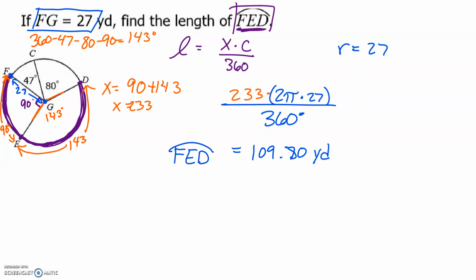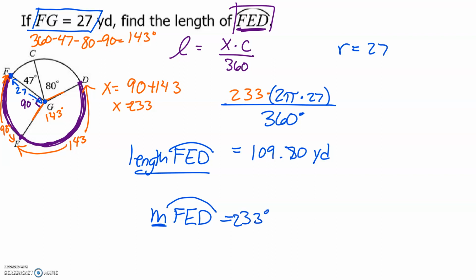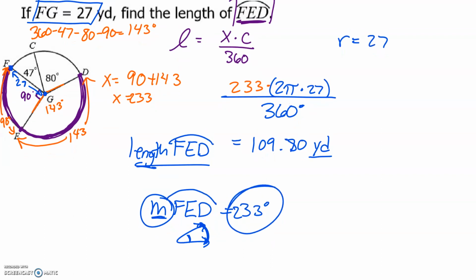Now there is a difference between the length of FED and the measure of FED. Whenever you see the letter M in front, that just means the measure. You're actually looking for the degrees, which we already found. It's 233 degrees. But when you see length, that's an actual distance, like a part of a circumference. Whenever you see measure, that's talking about the inside angle measure, or the arc measure from 2 points on that circle. Two different things.